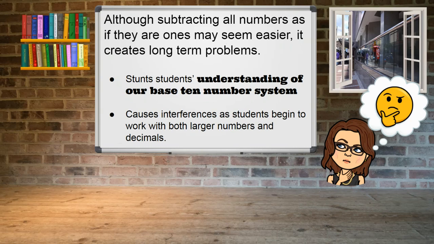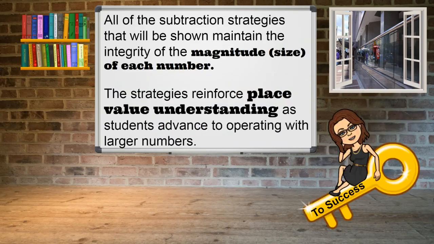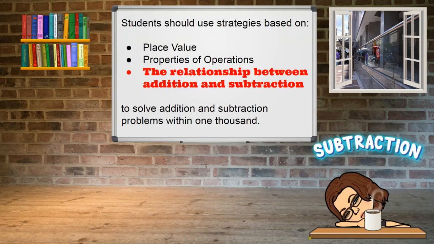Although subtracting all numbers as if they are ones may seem easier, it creates long-term problems. It can stunt students' understanding of our base 10 number system, and it can cause interferences as students begin to work with both larger numbers and decimals. All of the subtraction strategies that will be shown maintain the integrity of the magnitude of each number. The strategies reinforce place value understanding as students advance to operating with larger numbers.